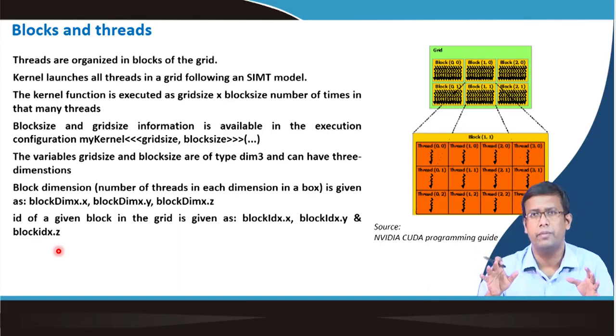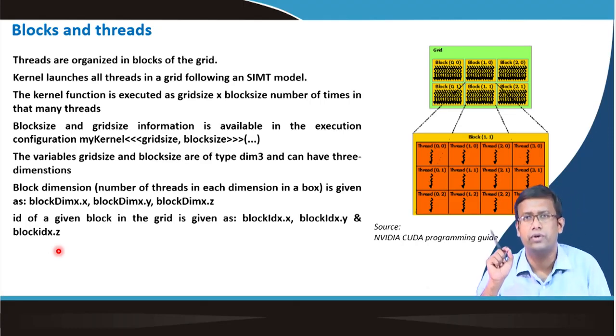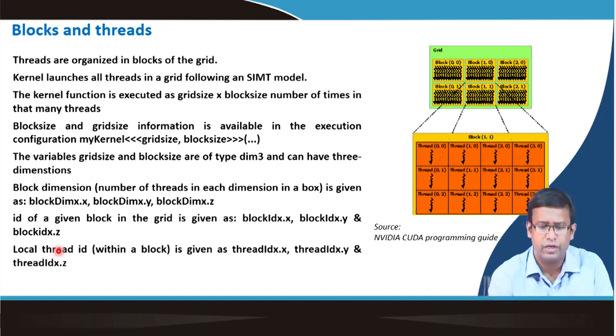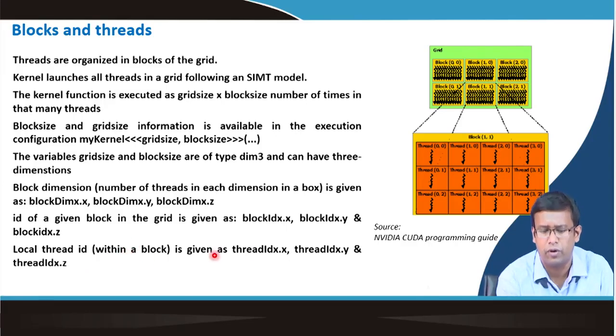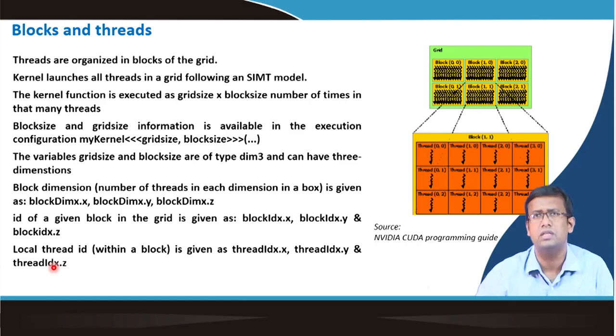In the grid there are many blocks, and this is a three-dimensional arrangement. So when you look into this variable, it will tell you the coordinate of the block, or the location of the block inside the grid. Similarly, if you have to find the thread ID inside a particular block, you will get threadIdx.x, threadIdx.y, threadIdx.z. These are like C++ structures.